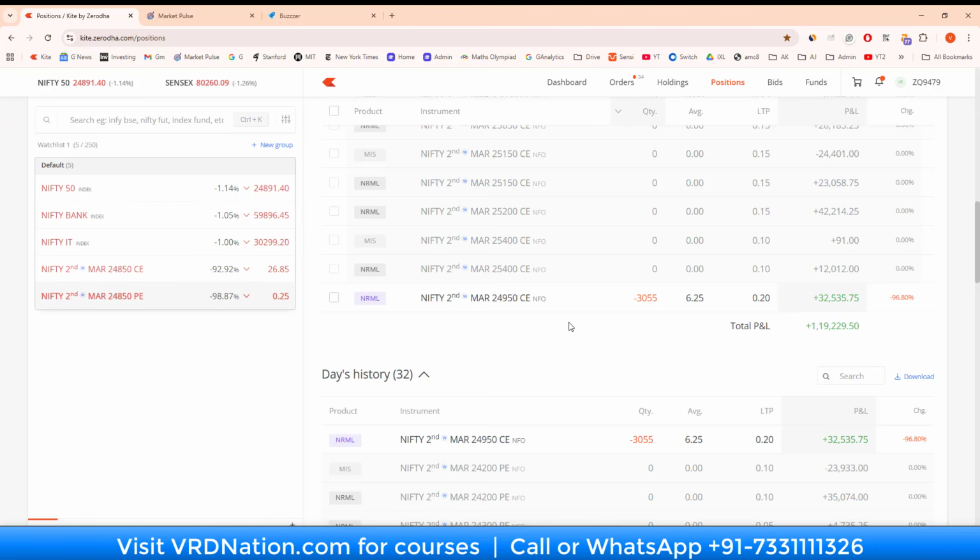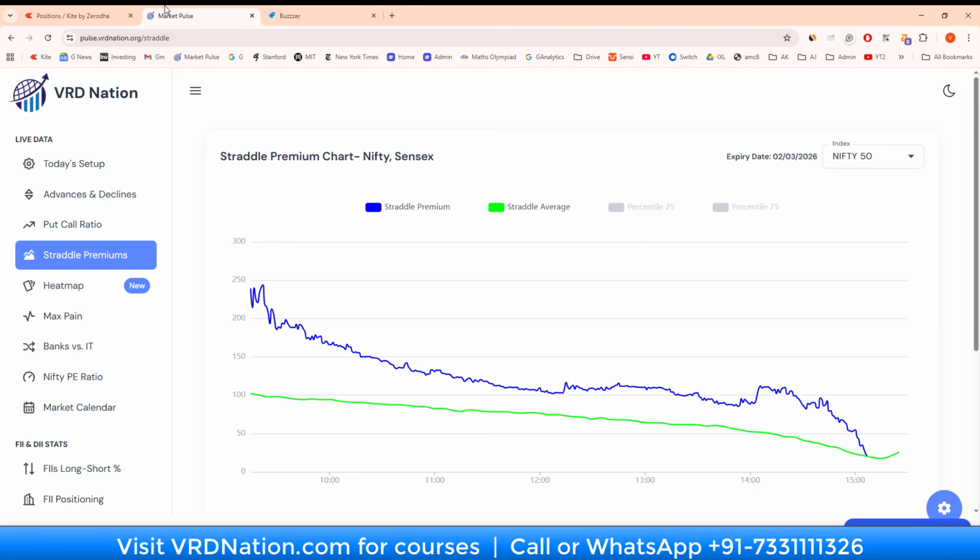But trading these kind of setups is not very easy, and the only thing that helps us figure out what is going on is the Straddle Premium, because it tells us that, okay, look, there is something wrong with the market. The call option buyers and the put option buyers, they are both very aggressive, and there are chances that the market may make a move on both the sides.